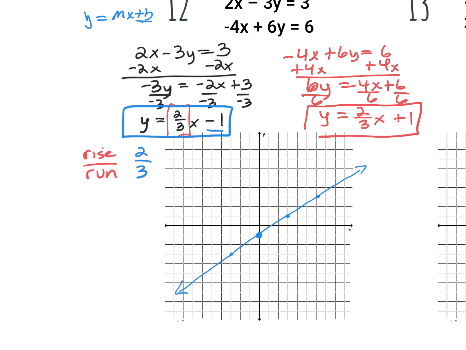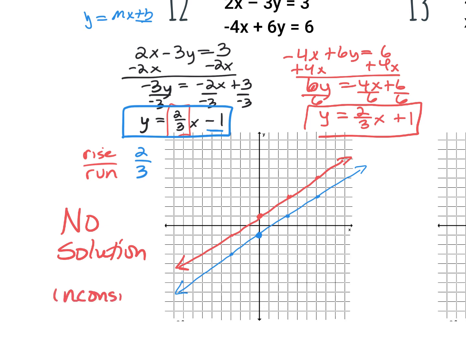Good? So I'm going to put my first point on 1. I'm going to rise 2 and run 3. And I can keep repeating the process and get a nice straight line. And notice my two lines do not intersect, so this is no solution. So here, no solution. They do not intersect. And again, remember this would be inconsistent. Let's try the next one.